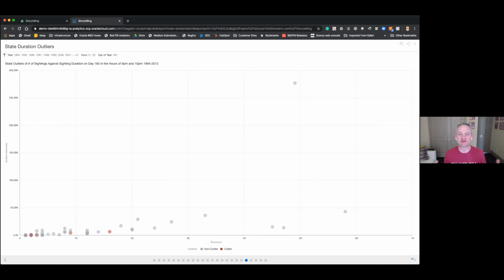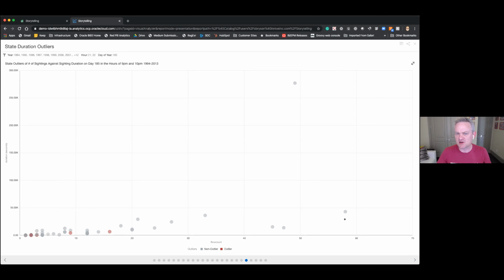So how long did it last? Was it a blip and was it gone? Or was it a disk sitting there hovering over me that I got to see for a while? These two metrics taken together, we can look at on a scatter plot. We can look for outliers. I think what's interesting in this visualization, and there may be some folks on the webinar that know this stuff better than me, is that this seems like an outlier to me.